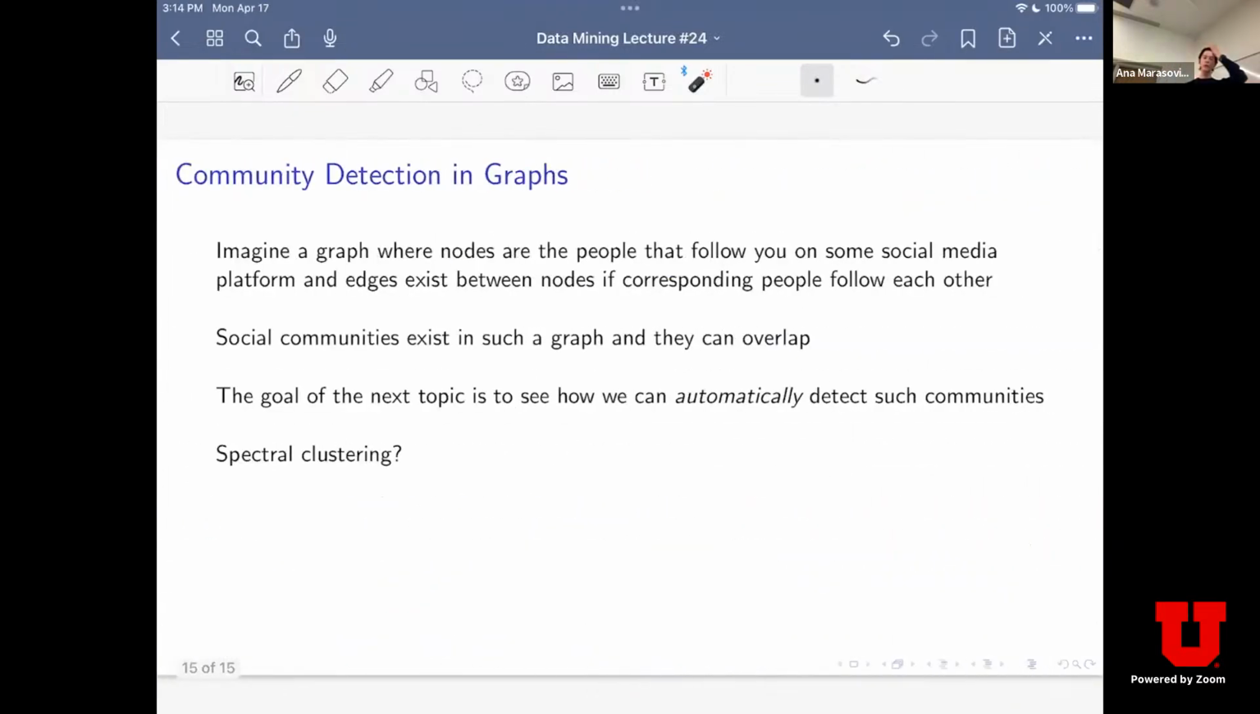Now, because we rearranged our schedule a little bit and introduced that recap, we don't have time to talk about another topic about graphs that I had been thinking to present before. And this is about community detection.